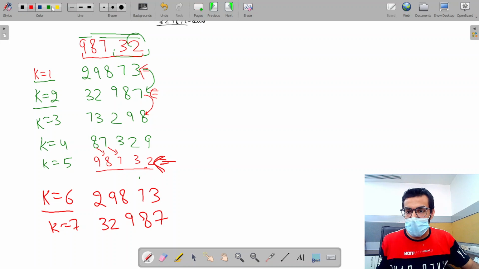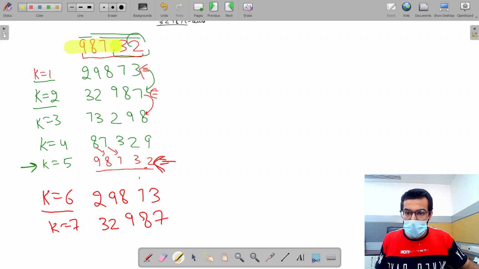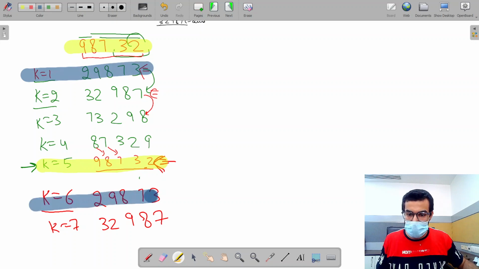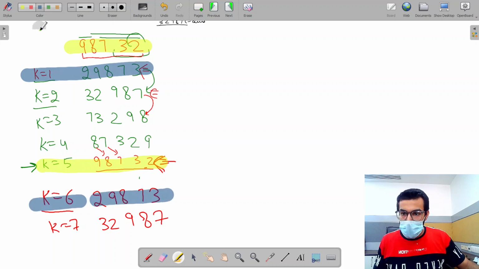Done. Now there is one basic observation that I'm making over here. The value of k is equal to 5 is basically equal to this number. K is equal to 5 is equal to this number. And k is equal to 1 is nothing but this number. See carefully. K is equal to 2 is nothing but this number.